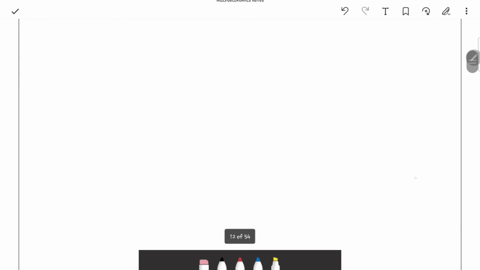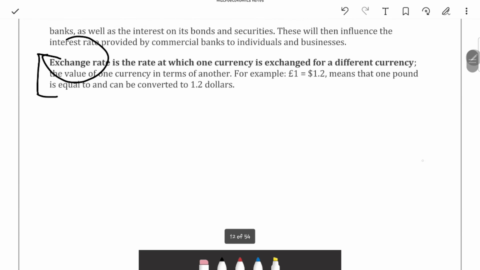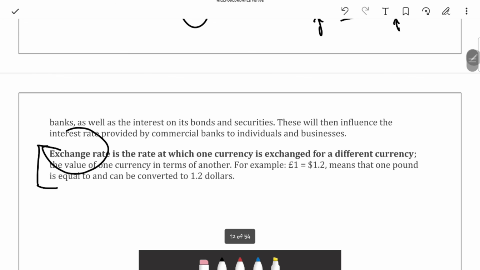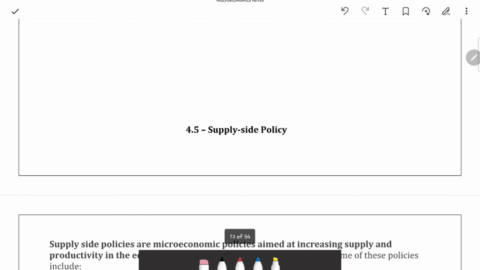So that's all in monetary policy, and that's all you need to know about monetary policy. So monetary policy is quite a smaller topic, and to recap, monetary policy basically uses interest rates and foreign exchange rates in order to achieve those macroeconomic objectives. Now let's move on to the supply side policy. So let's have a look at the supply side policy now.